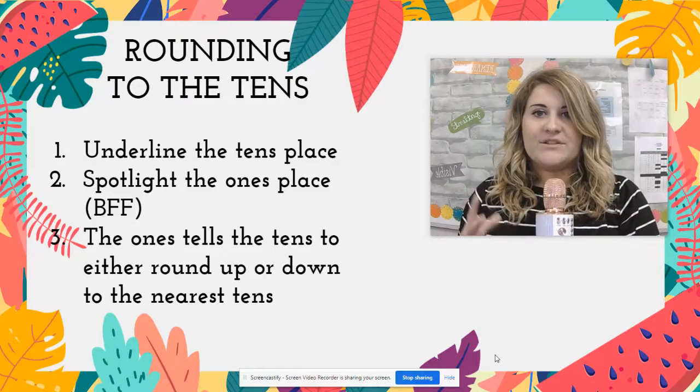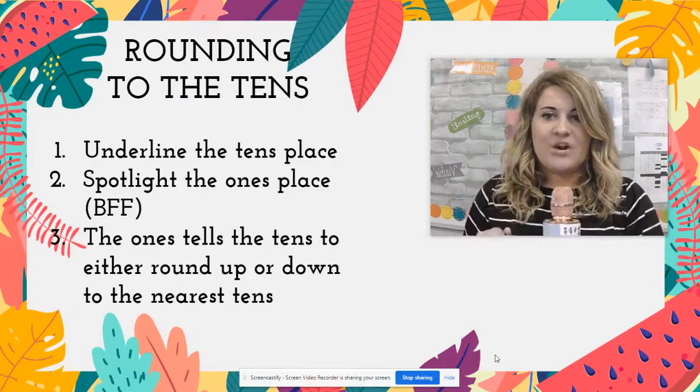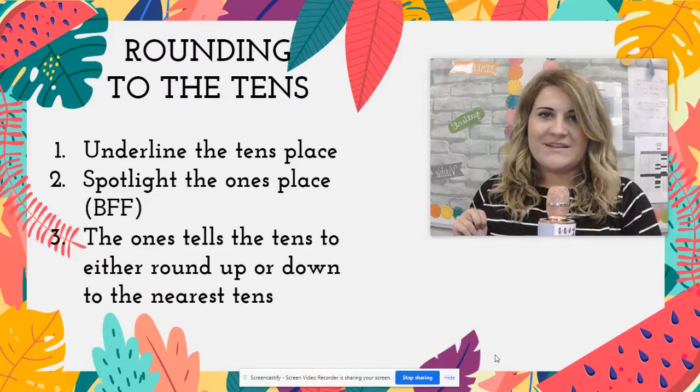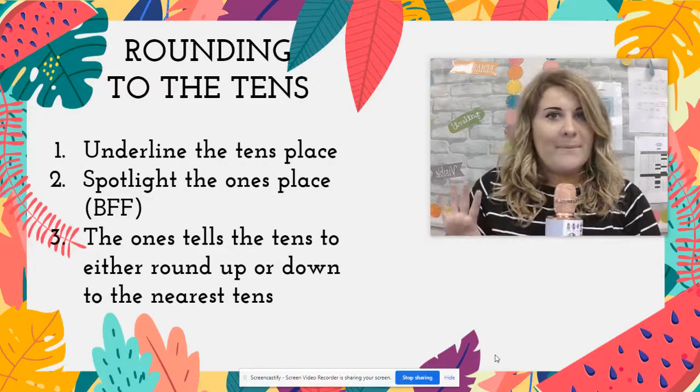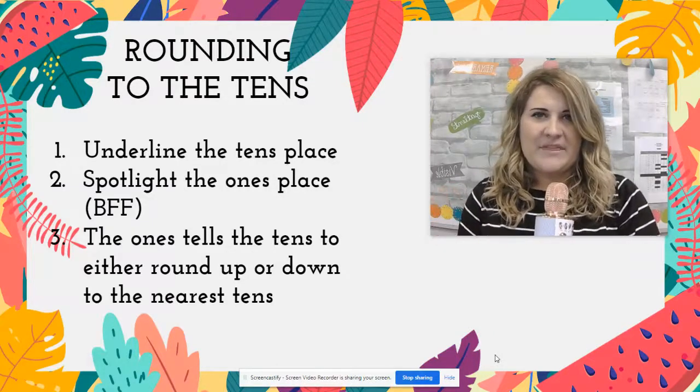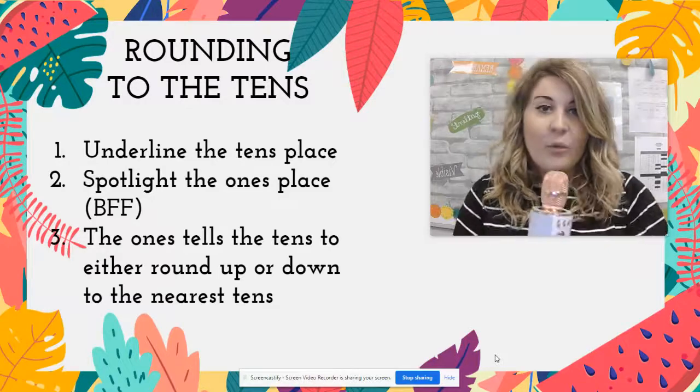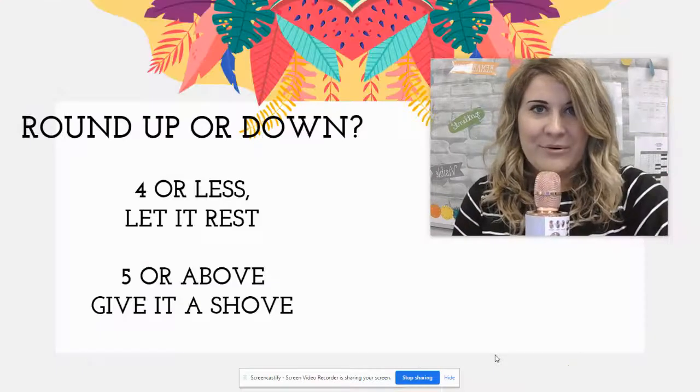All right, so first thing we're going to do is underline the tens place. We're going to spotlight the ones place, which is going to make sense in a minute. And then the 1 is going to tell the 10 to either bump up or stay the same. You're probably thinking, what are you talking about, Miss Weaver? Well, I'm glad you asked because I'm about to show you.